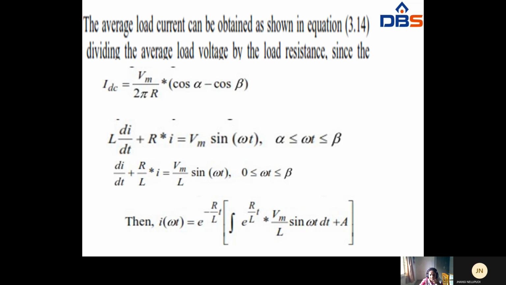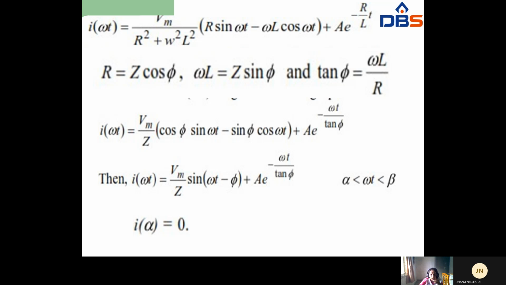Then i of omega t equals e power of minus R by L t, times the integral of e power of R by L t into Vm by L sin omega t d omega t, plus k. Here we are calculating i of omega t. So Vm by (R square plus omega square L square) into (R sin omega t minus omega L cos omega t), plus A into e power of minus R by L t.